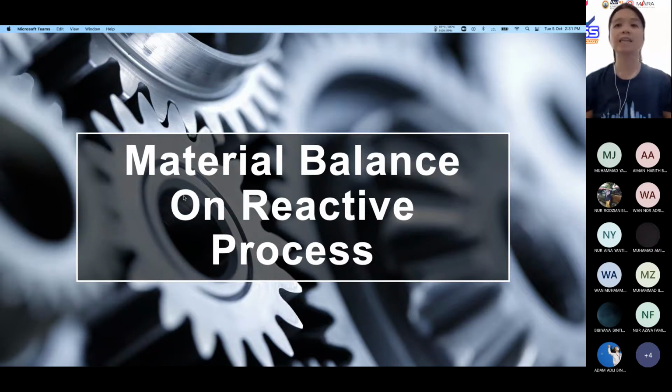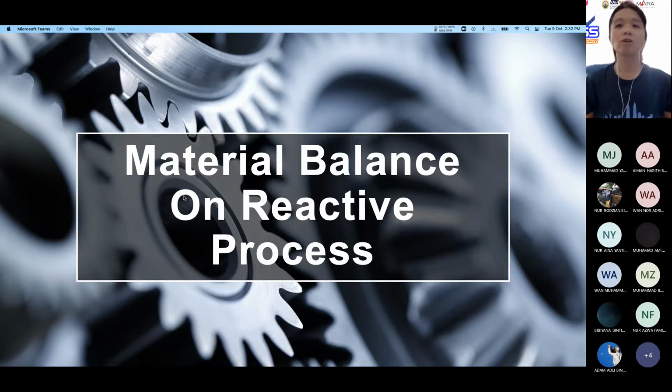Yesterday I did the non-reactive equipment. Today I will start on reactive equipment. When we talk about a reactive process, it means reactive equipment. An example of very basic reactive equipment is a reactor, or sometimes you might call it a combustor or oxidizer. It doesn't matter, as long as your equipment has reactions taking place. If there are reactions taking place, it is considered a reactive process.